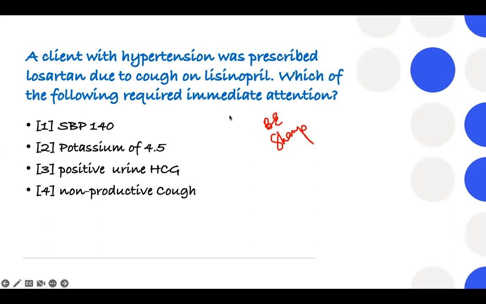The same situation. What is our ask? Which of the following requires immediate attention? So the ask is intervention. You've got to intervene. And then what is our case? A client with hypertension was prescribed losartan due to cough on lisinopril. Therefore, we have a case. We know the situation: the patient was prescribed losartan as an outpatient because he was on lisinopril and was coughing.